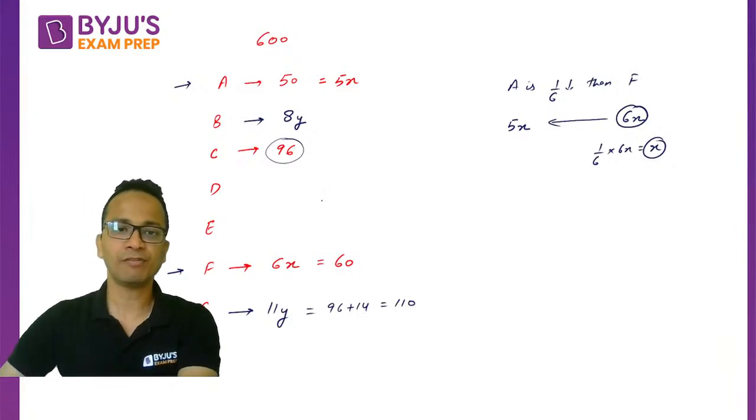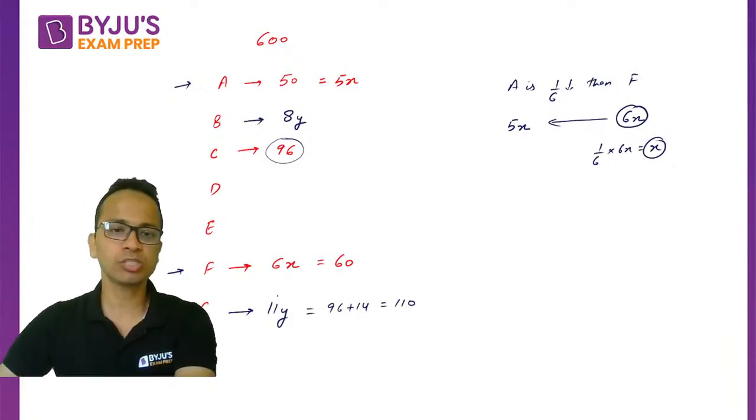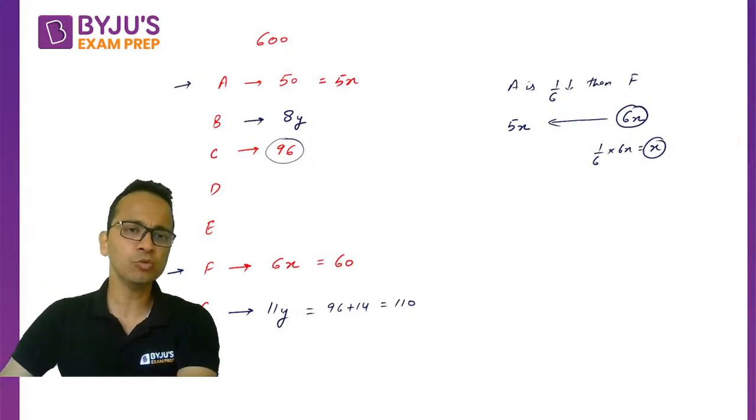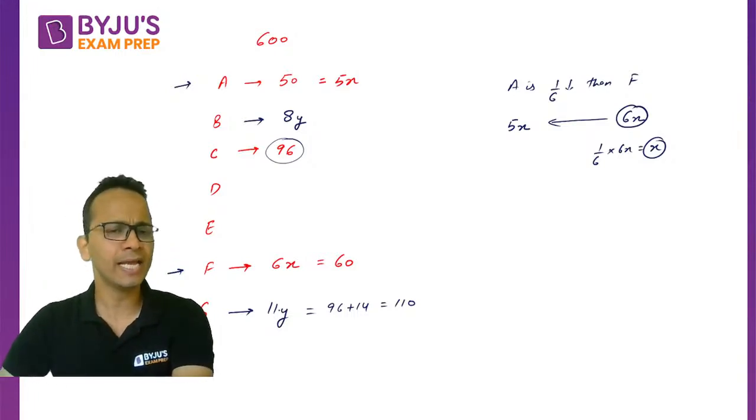Okay. Now further, B and G ratio was given 8:11. So I have assumed B and G as 8y and 11y. Value of G is given as 14 more than the value of C. So G का value कितना हो जाएगा? 96 plus 14, that is 110.